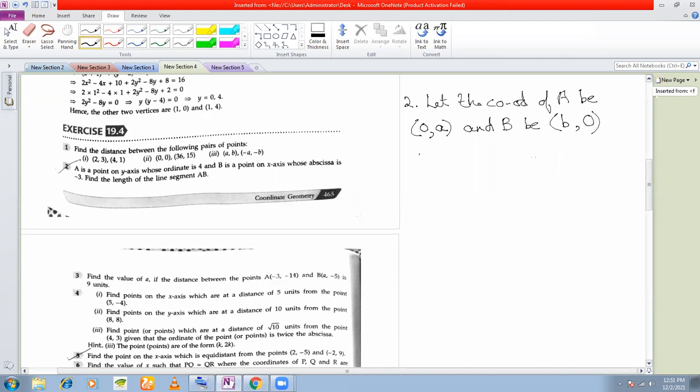Now what is a? a is equal to the ordinate of the point A. And what is the ordinate of the point A given? If you see, A is a point on the y-axis whose ordinate is 4. So a here is +4. So therefore, what are the coordinates of A?